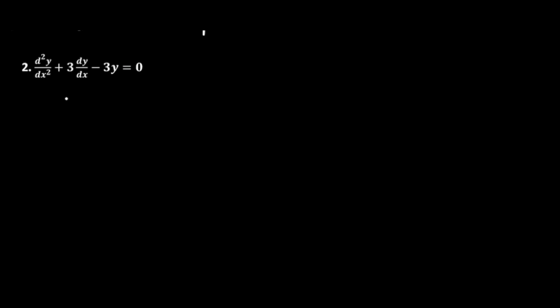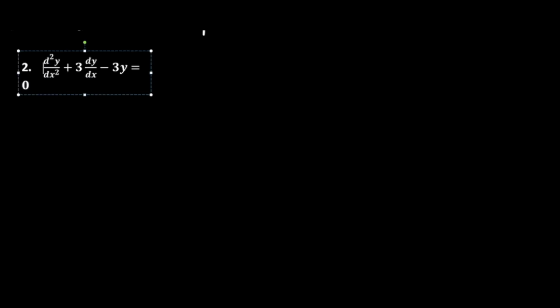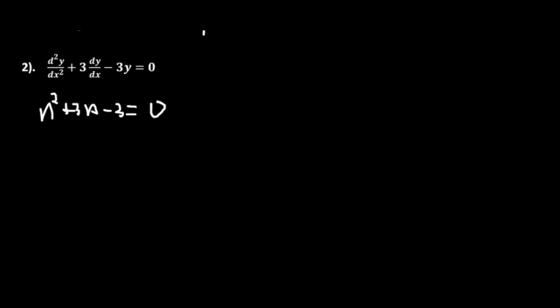Now looking at the second example, to get our characteristic equation, we're going to have n squared plus 3n minus 3 equal to 0. So we have this. Now what are the roots?